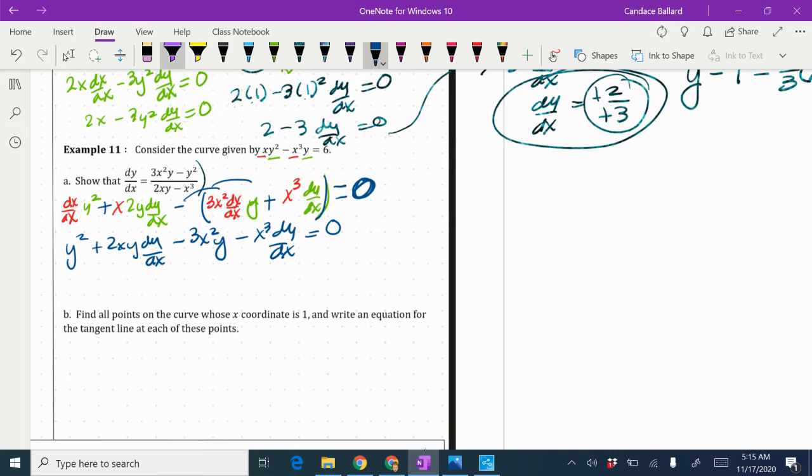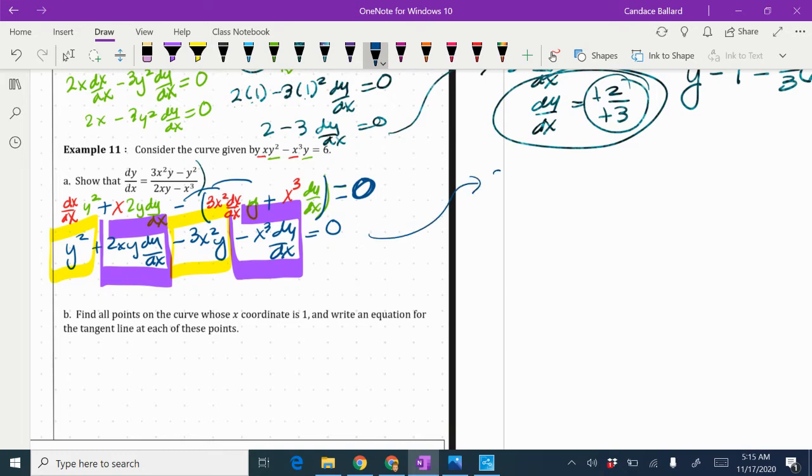Now I'm going to box in purple anything that has a dy dx, and in yellow, anything that doesn't have a dy dx. I'm going to move all my yellow to the right side of the equation. So when I move those to the right, I get 2xy dy dx minus x cubed dy dx equals, I am going to add the 3x squared y, and I'm going to subtract the y squared.